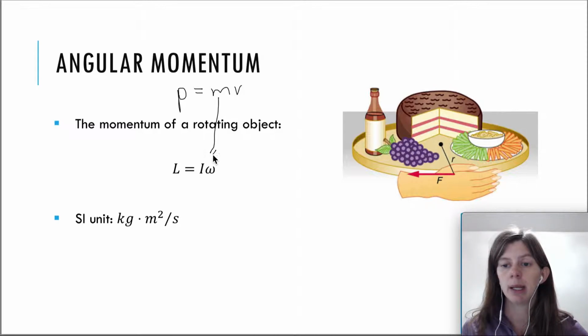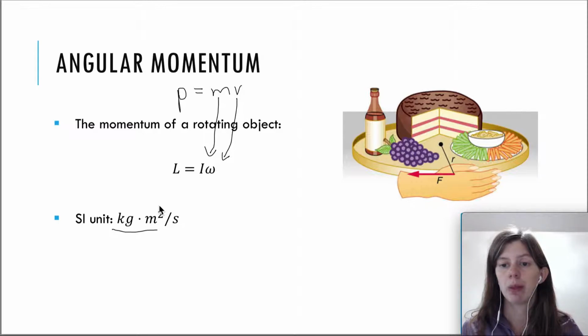m becomes I, moment of inertia, and v becomes omega, angular velocity instead of linear velocity. And that gives us I times omega, which is angular momentum. We use the capital letter L. The units for angular momentum are kilograms times meters squared divided by seconds. This comes from the moment of inertia units, which were kilograms times meters squared, and then omega has radians per second. Since radian is unitless, we just put divided by seconds.